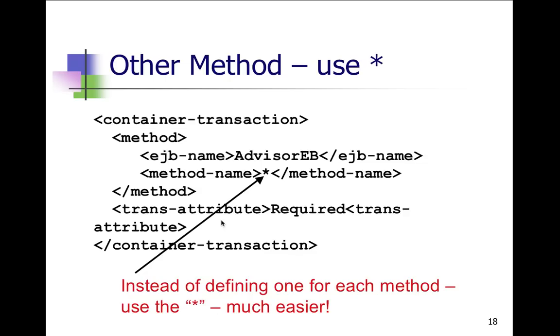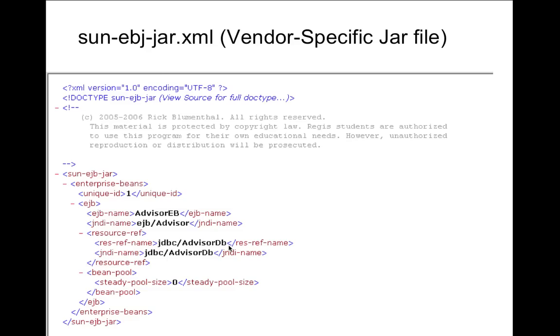It's much easier to define a method this way and then use it over and over again. It creates reusability in terms of defining. So instead of defining one for each of the methods, you use this asterisk here. It's much easier. There's a vendor-specific jar file format in which we have a Sun Enterprise Bean jar XML file that's going to be making some definitions for, again, this Enterprise Bean that's defined as the advisor in this particular example. They all look the same, actually, after a while.